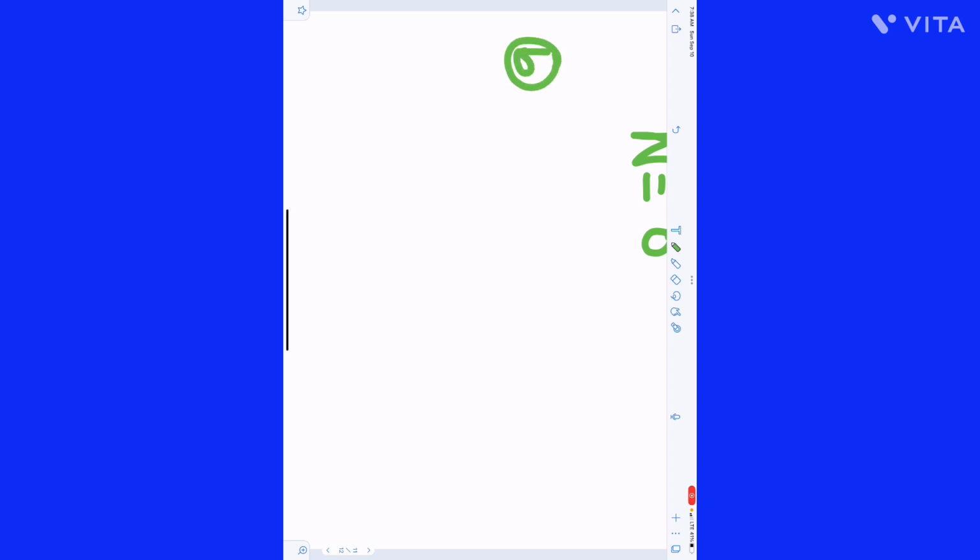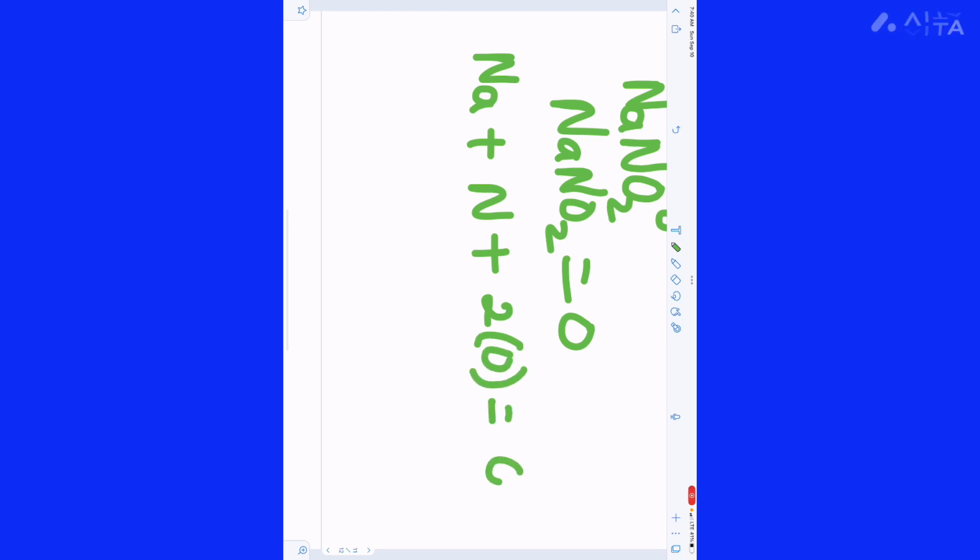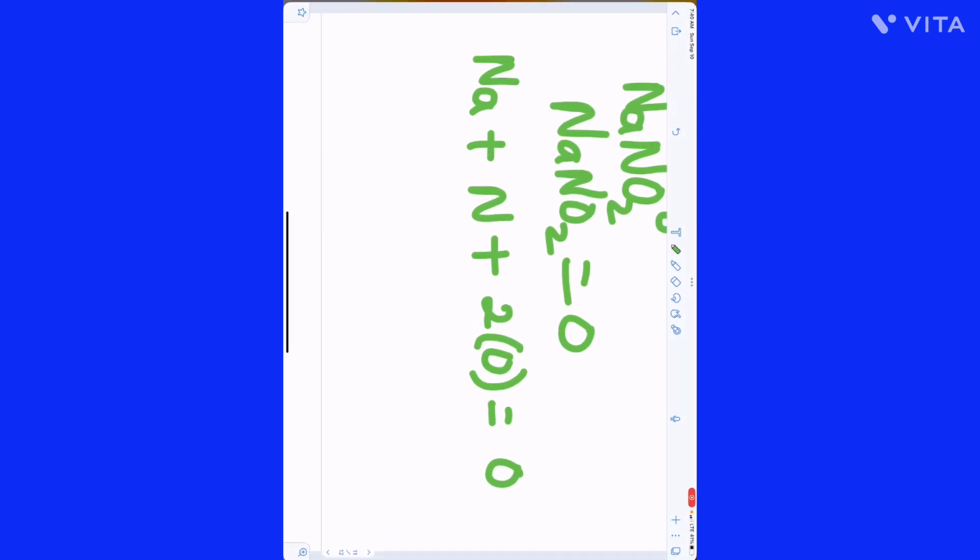And B, NaNO2. Now, NaNO2 has no charge on it. I can write 0 for it, meaning that the charge of the molecule is 0, and that tells you that sodium plus nitrogen plus 2 oxygen is 0. Let me be sure that's NaNO2, okay, and not NaNO3.